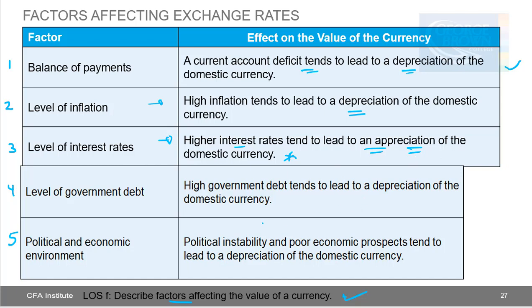Okay, so moving on to levels of government debt. High government debt tends to lead to a depreciation of the currency. Therefore, low government debt levels may tend to lead to an appreciation. And finally, looking at political and economic environment, political instability and poor economic prospects tend to lead to a depreciation of the domestic currency. So the opposite of that would be political stability and good economic prospects would tend to lead to an appreciation of a domestic currency.